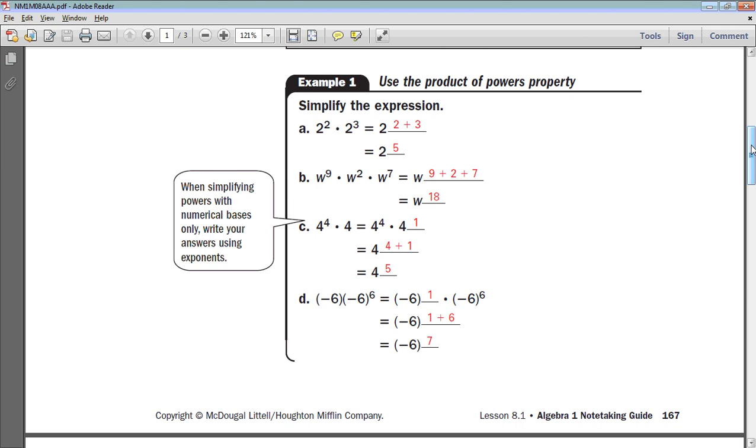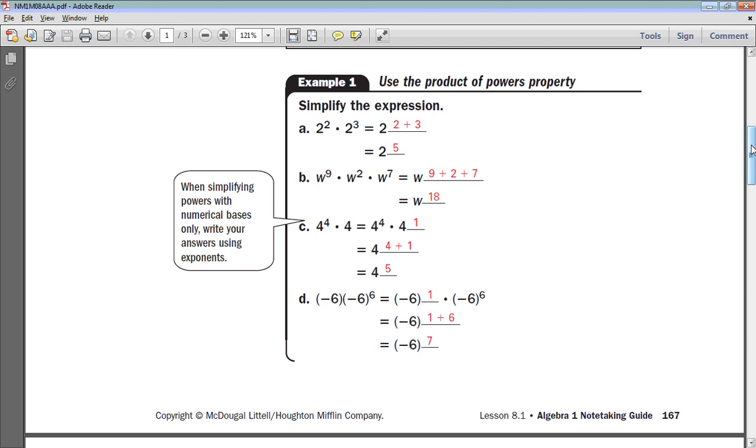Then here I have negative 6. Remember, there is an imaginary 1 in here. That's why they did these on purpose. When you write it out, it's not going to be there, but there is an imaginary 1 in here. That's what they wanted you to write here. This is to the first power. Then you add the exponents and get negative 6 to the 7th.